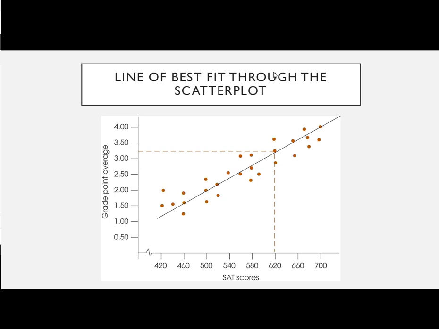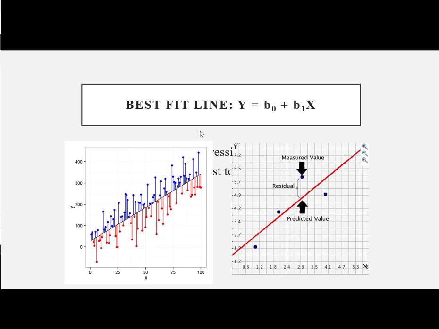Okay, so the line of best fit through the scatter plot. Here we have a scatter plot, and that's a pretty nice, tight-fitting line. But each of these distances is the error, right? I'll show you in the next line. So the best fit line, y is equal to beta naught plus beta 1 x. We have the measured value, we have the predicted value, and this is called error or residual.